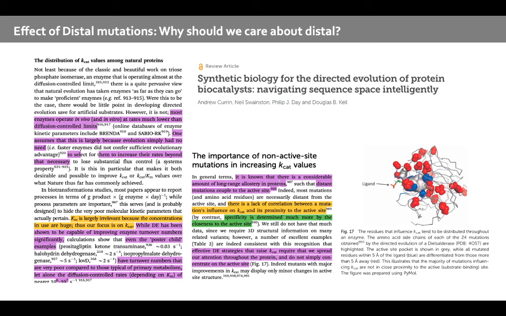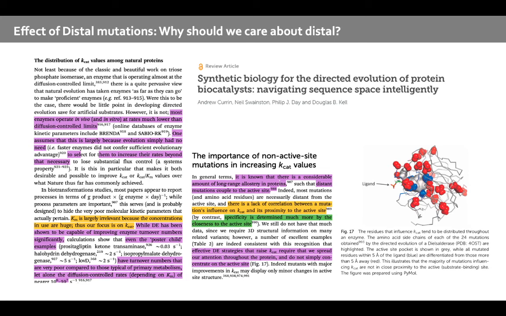One of the questions that I was saying that we want to answer is why should we only focus on active site mutations, and why not try to introduce distal mutations? And the question is, okay, why should we care about distal mutations? Well, I really like this paper by Professor Kell, where they highlight the importance of distal mutations. So it's a review paper.